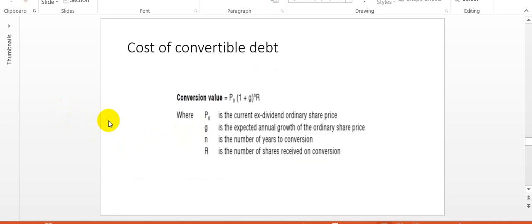There is a formula for computing the conversion value. Please memorize this formula. Some exams they'll give you the formula, some exams you need to memorize it. So conversion value is equal to P0, open brackets 1 plus G, close brackets to the power N, then times R, where P0 is the current ex-dividend ordinary share price, G is the expected annual growth of the ordinary share price, N is the number of years to conversion, R is the number of shares received on conversion.